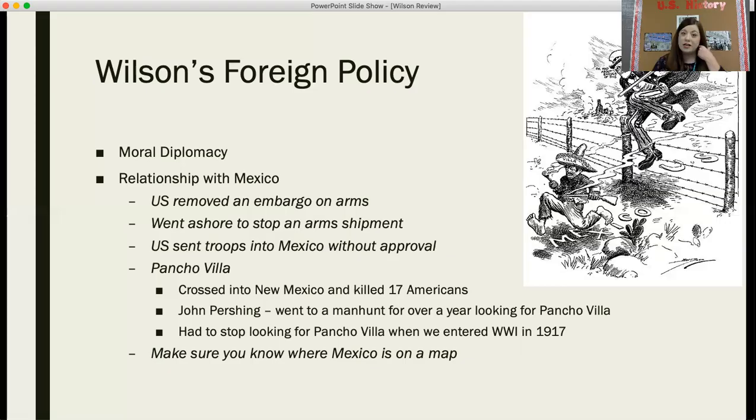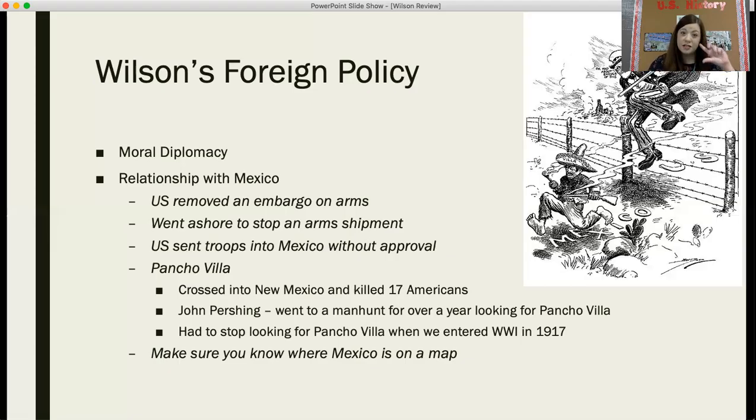As a result, we're going to start to see a lot of hatred towards the United States in Mexico. Remember, the leader of this is Pancho Villa. Remember, one night, Pancho Villa and the bandits are going to cross over the border into Columbus, New Mexico, and they're going to kill 17 Americans.